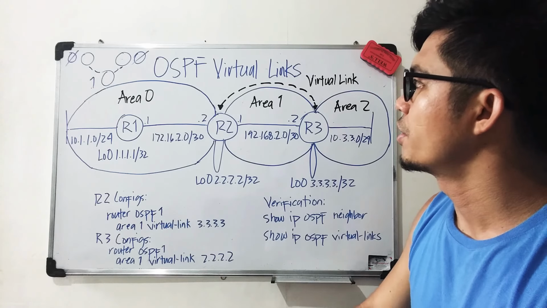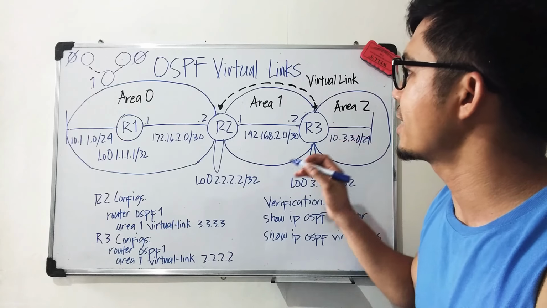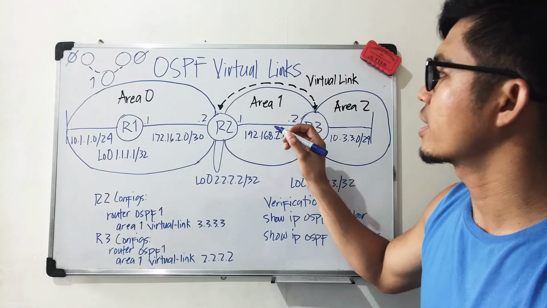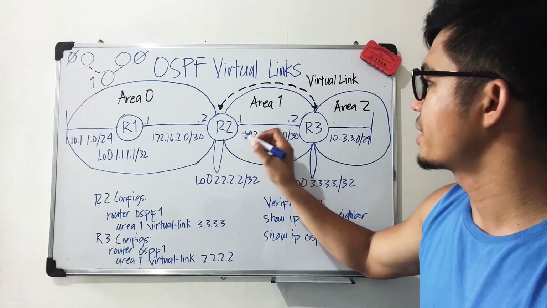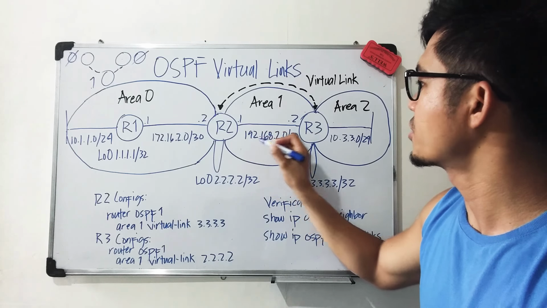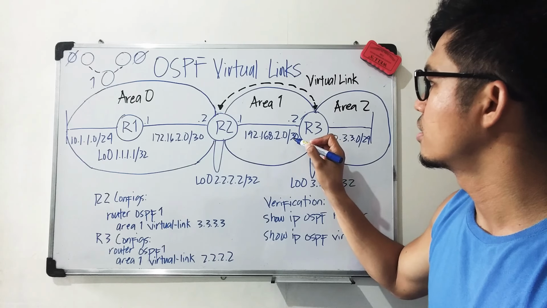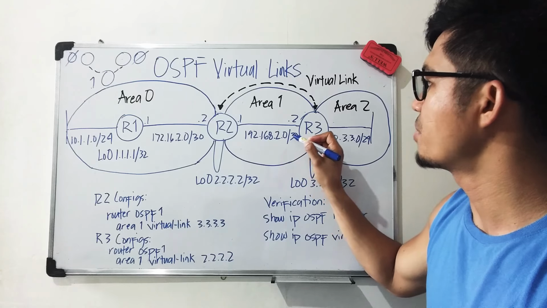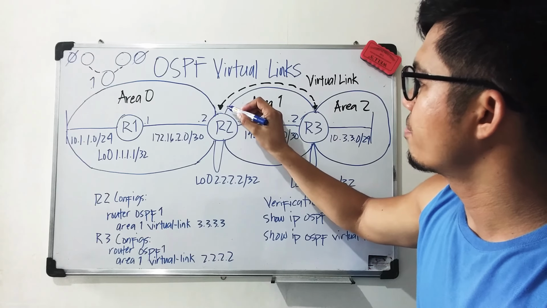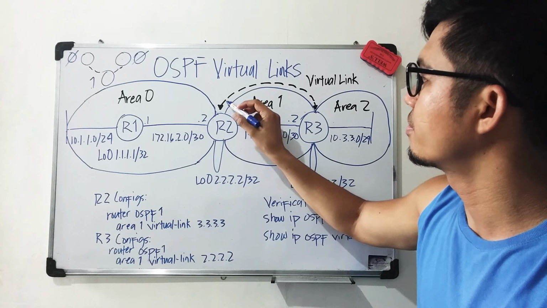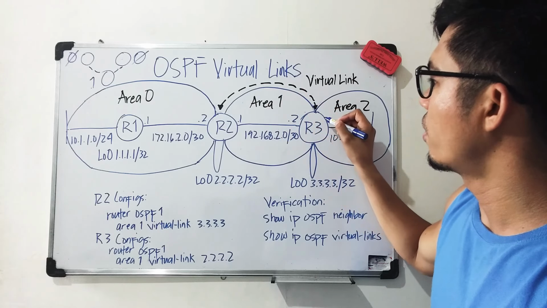So you can use a virtual link to create a virtual link between ABRs, in this case R2 and R3. Both of these are ABRs. So this is your virtual link here, from R2 all the way to R3.